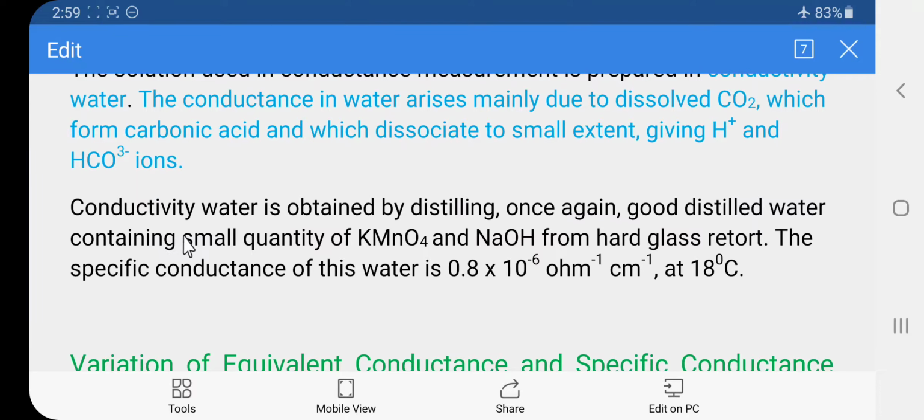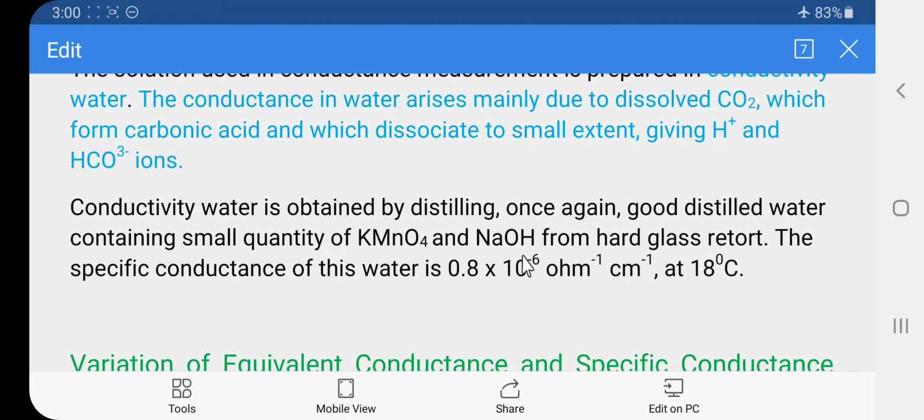The conductivity water is obtained by distilling once again good distilled water containing a small amount of potassium permanganate or a small amount of NaOH, from a hard glass tube or hard glass retort. So this is the method for the preparation of the conductivity water. We have to redistill the distilled water by adding a small amount of potassium permanganate or a small amount of NaOH.